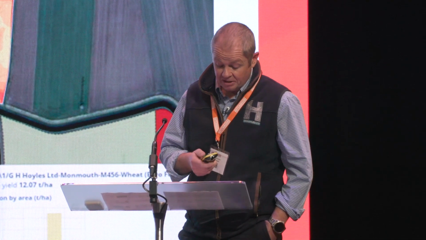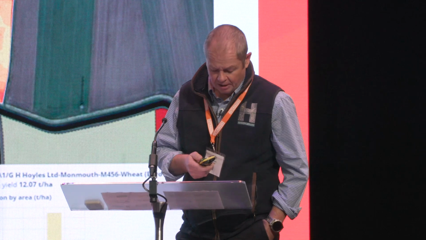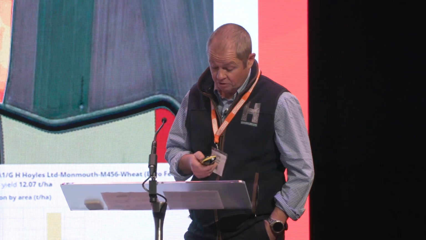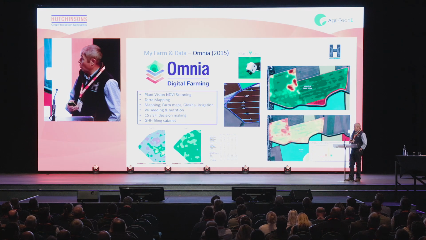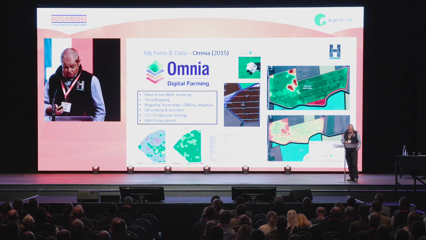The layers that Omnia allows us to use and mix over, from either green area index maps or yield maps or soil type maps, is particularly useful, just having a play to see how we might want to tackle the next crop or the next field in terms of cultivations or seed rates. So that was a whistle-stop tour of the crop production side.